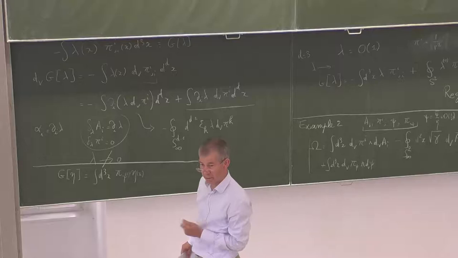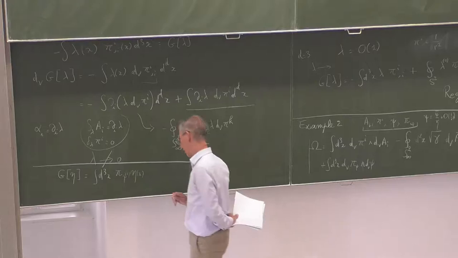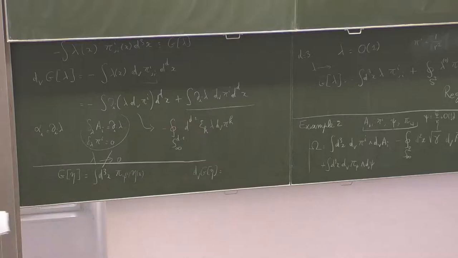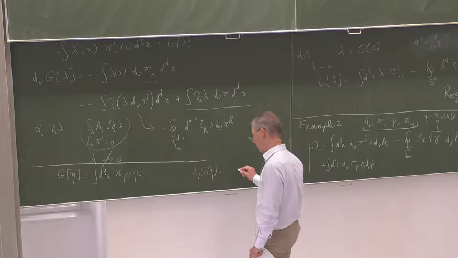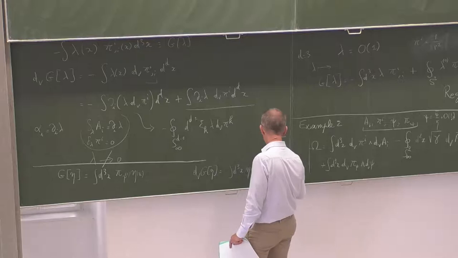Oh, I'm very slow. Okay. If I compute, so I will play again the same game of computing dV of G of eta. And I want to see whether there is a vector field in my phase space in such a way that I have that equation. Now dV of G of eta is absolutely super easy to compute. This is just the integral d3x. Well, eta is a parameter, so it doesn't play any role here. dV of pi psi.